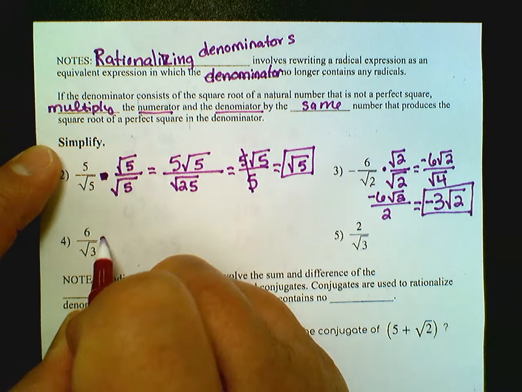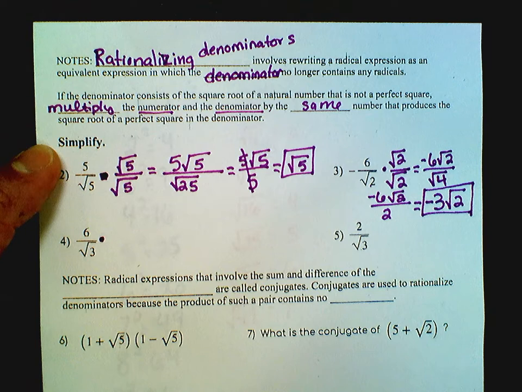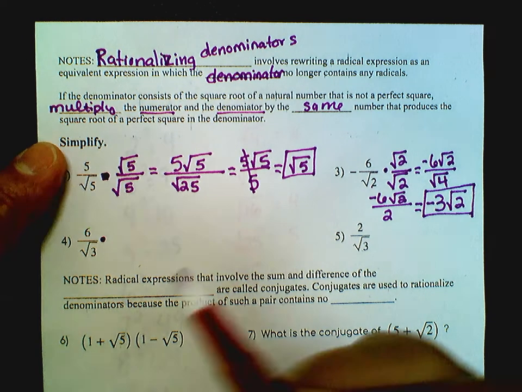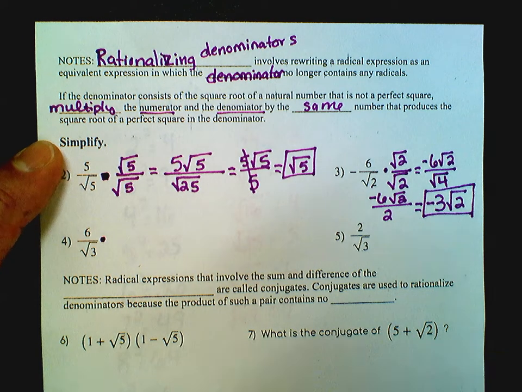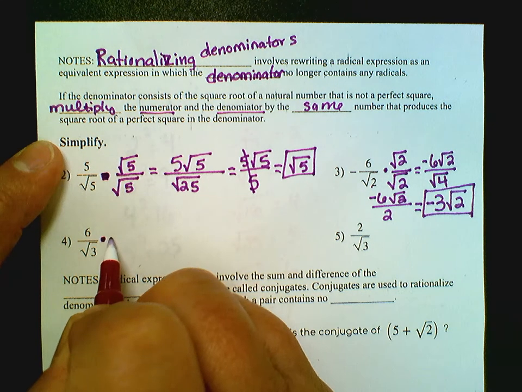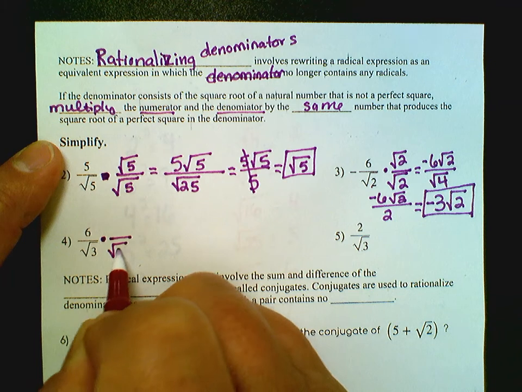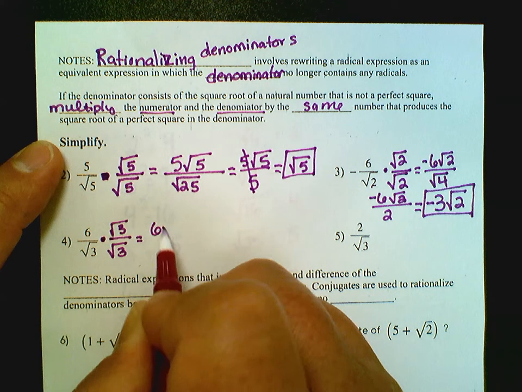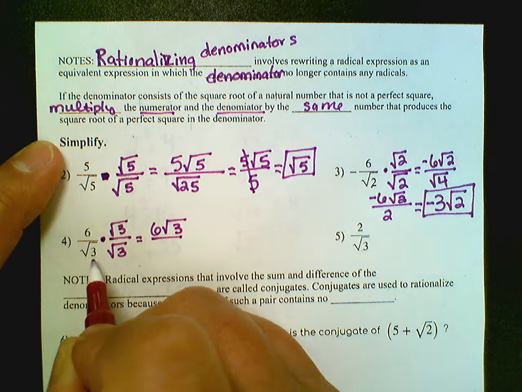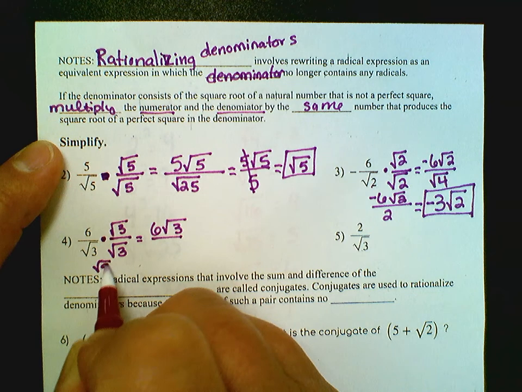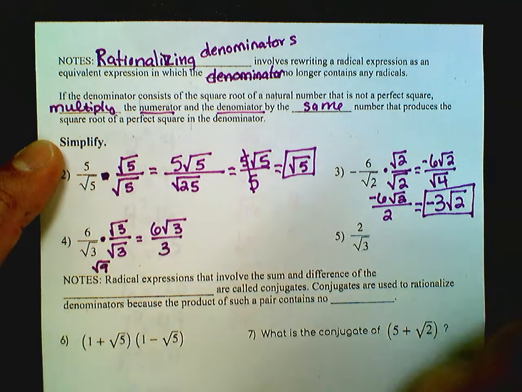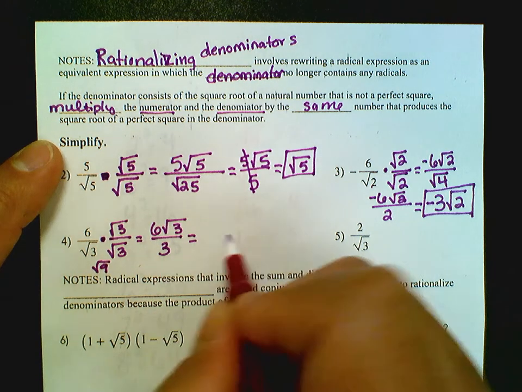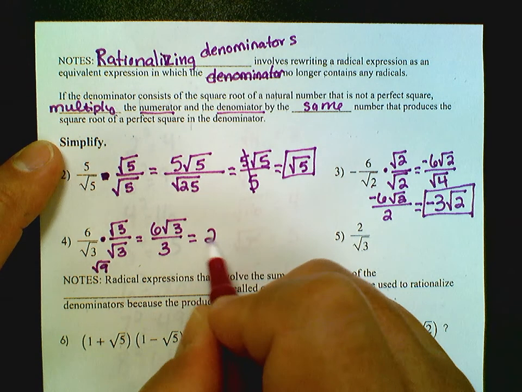All right. If you would like to pause the video and try 4 and 5 by yourself, that'd be great. Otherwise, I will work those out. So I'm going to multiply by the square root of 3. So that's going to be 6 times the square root of 3. This is the square root of 9, which I know is 3. And then I can continue to simplify. 6 divided by 3 is 2.